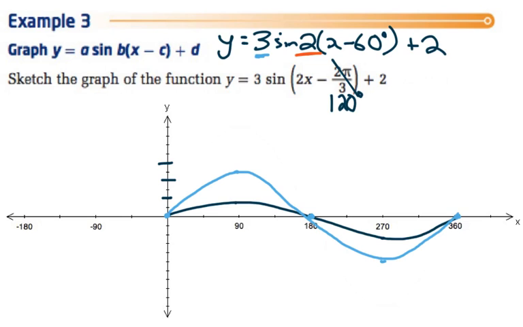Now we can deal with a horizontal stretch, so all of the points horizontally will be divided by 2. First point at 0 will stay. The point at 90 now is at 45. The point at 180 is now at 90. 270 shifts to 135. And 360 goes to 180.